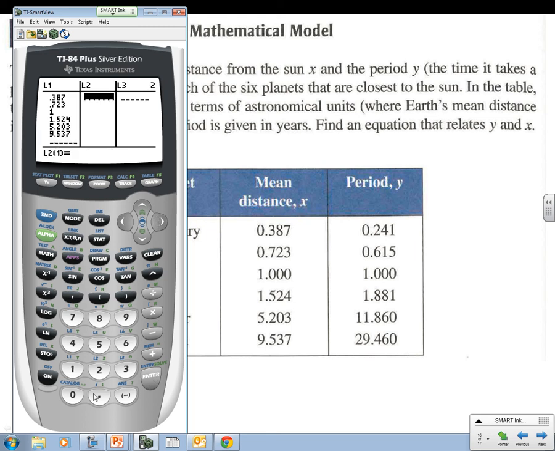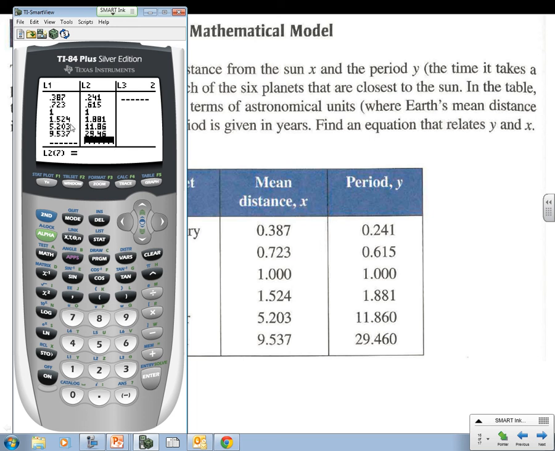And now let's go do the L2. 0.241, 0.615, 1, 1.881, 11.860, and 29.460.